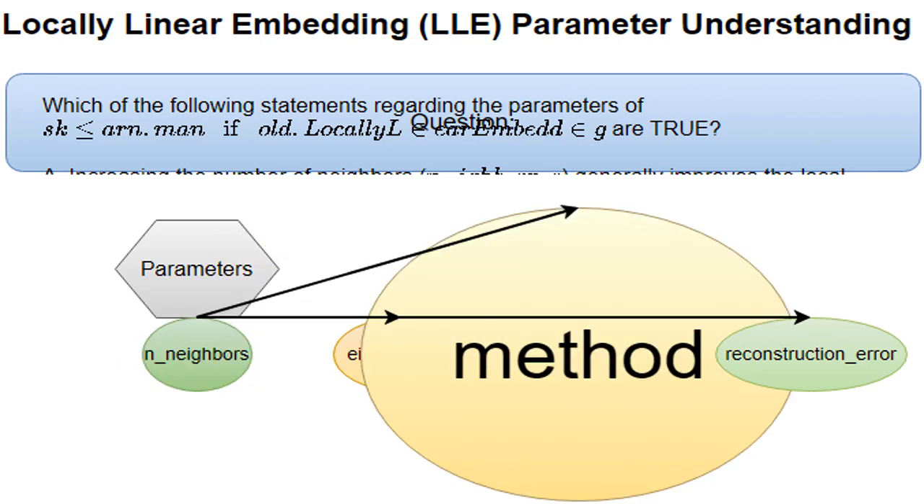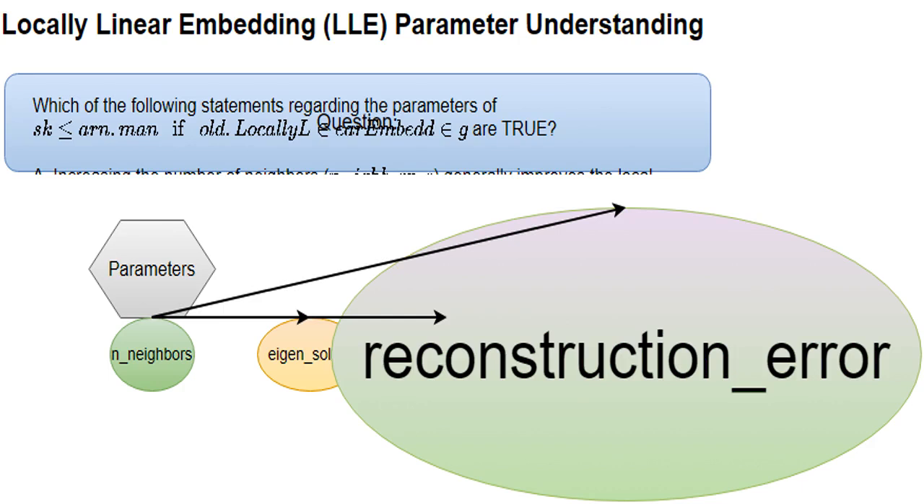This refers to the specific algorithm used in LLE for constructing the embedding. I'll be considering two methods, standard and Hessian. Each has different computational characteristics and sensitivities to noise. This attribute quantifies how well the lower dimensional embedding preserves the local neighborhood structure of the original high-dimensional data. A lower value means the embedding better preserves the original relationships.